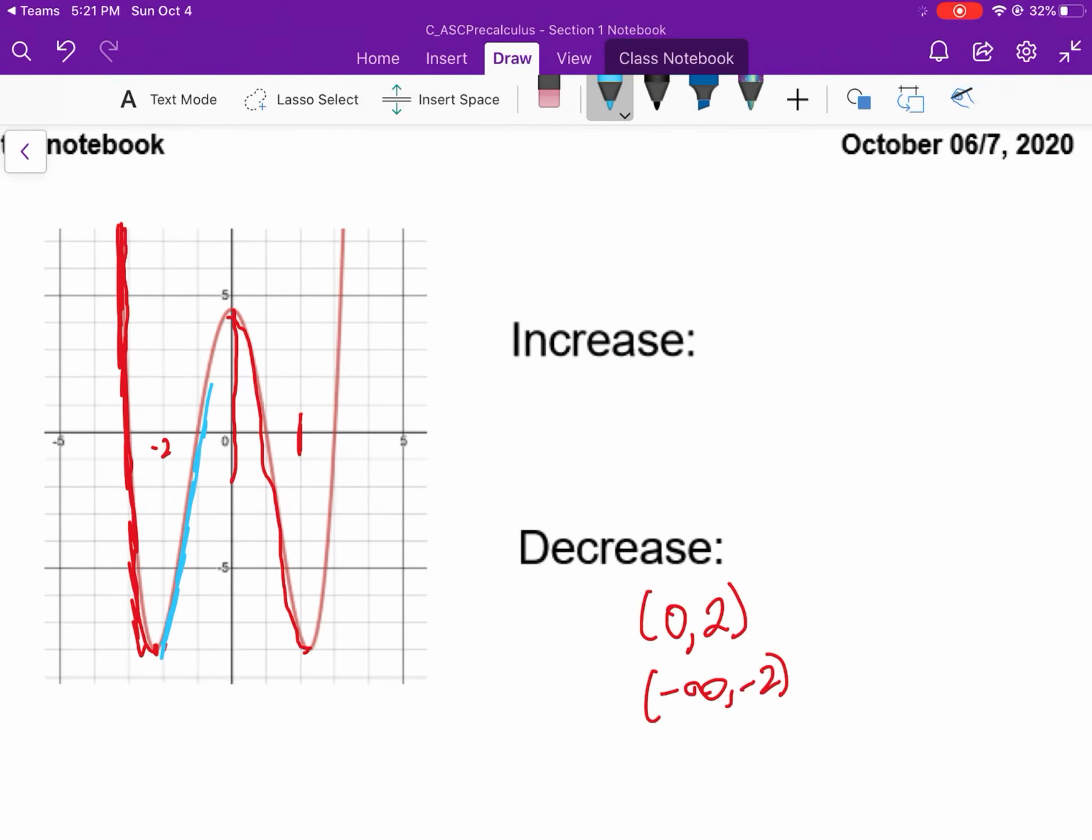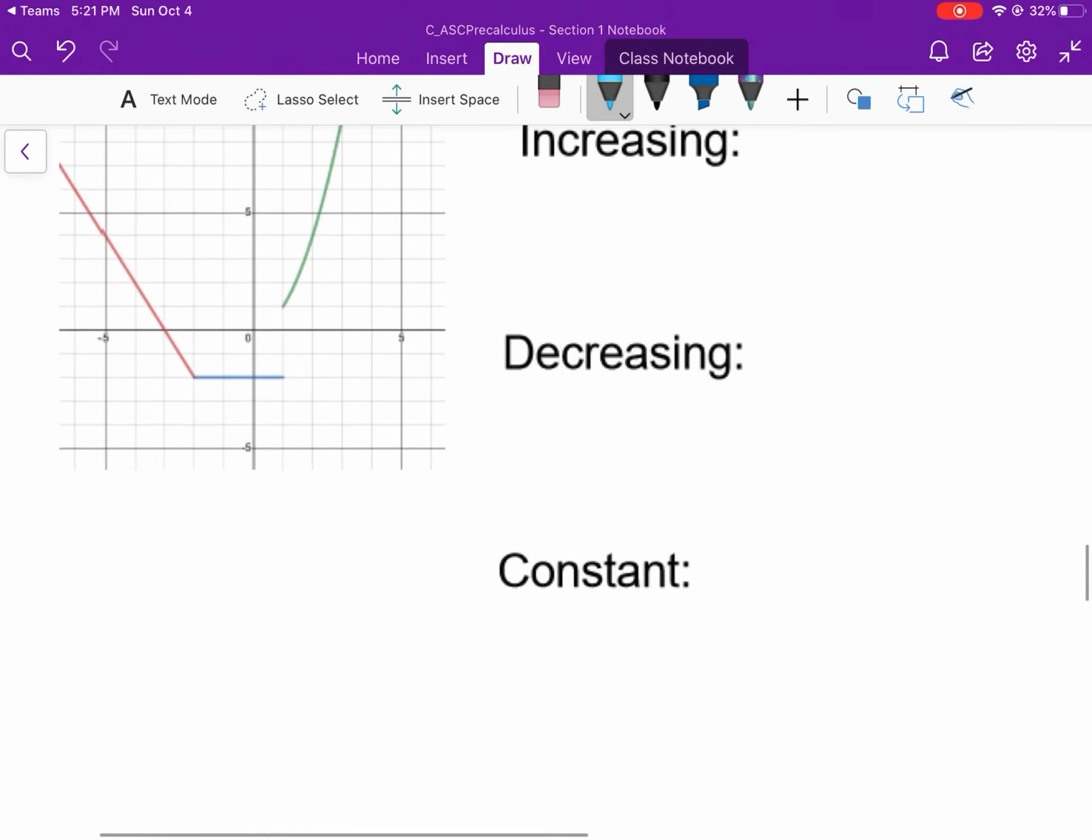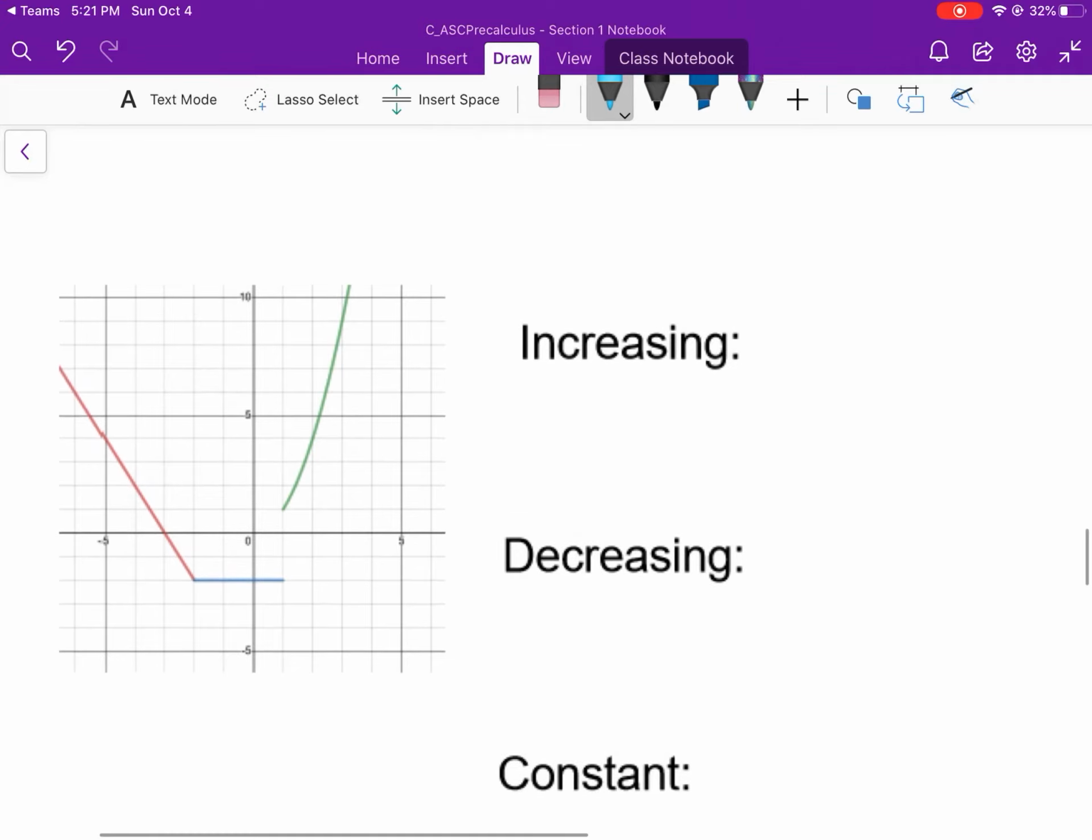This section is increasing. Notice those x values are from -2 to 0, and then it's increasing out here, which means starting at 2 and going on to infinity. Okay? All right. So now I look at this one. And this is a piecewise function. It's got a bunch of different functions pieced together, right?